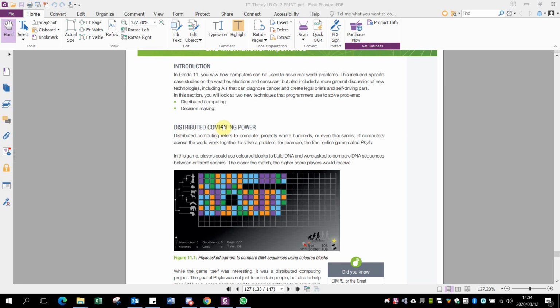Distributed computing power. Distributed computing refers to computer projects where hundreds or even thousands of computers across the world work together to solve a problem. So the important thing here is that it is a lot of computers from across the world that solve one problem. It's not computers working on different problems. All of the computers work towards solving one specific problem.